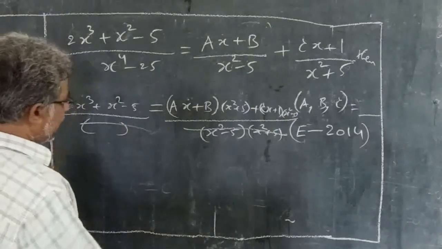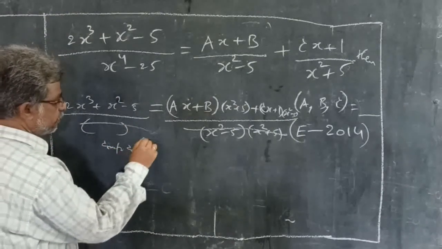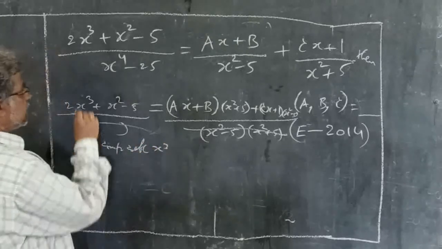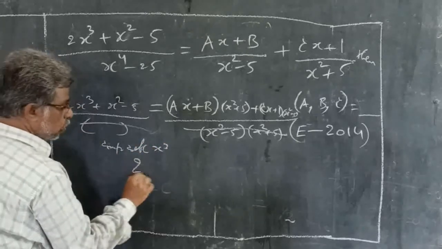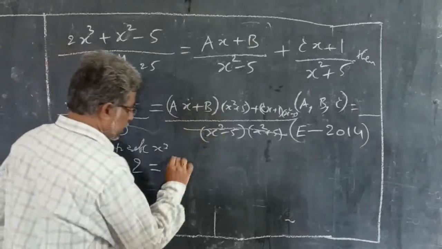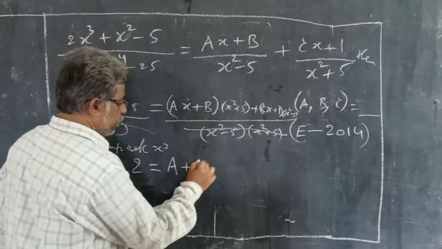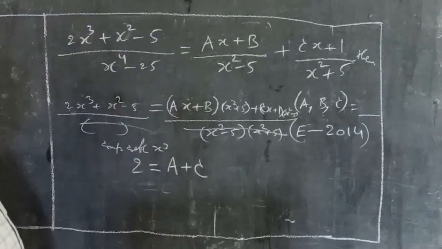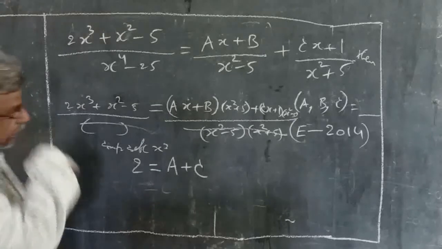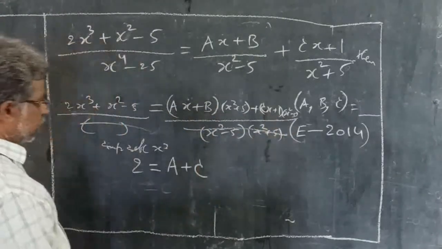Now comparing the coefficient of x cube first. What is the x cube coefficient here? 2 equal to x cube coefficient, here it is a plus here it is c. So a plus c is equal to 2.